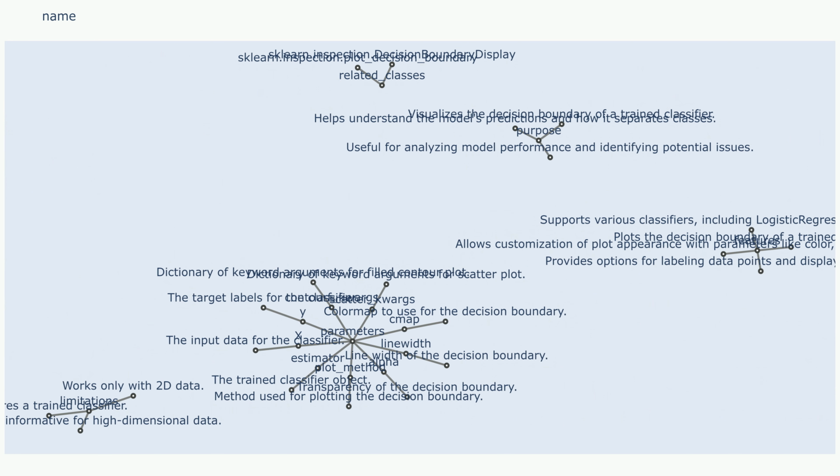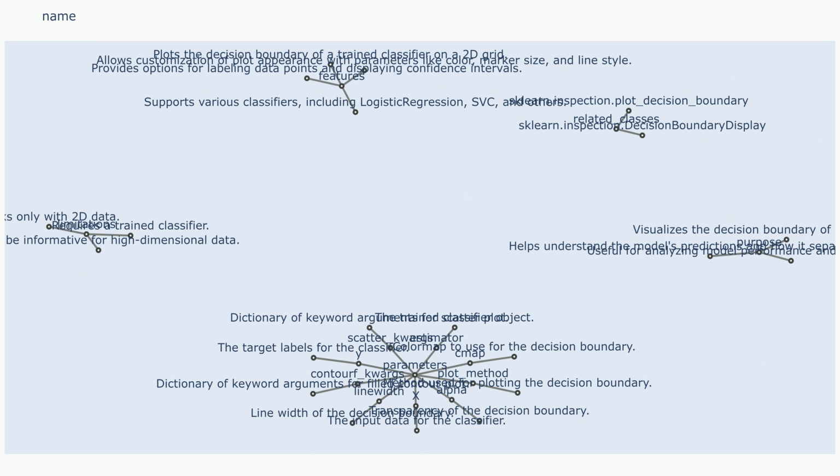Understanding the key values. The code snippet above uses a few key arguments that control the appearance of a decision boundary display. Let's break down their meanings. Model. This is the trained model you want to visualize. Here, we're using the model object created in step 2.